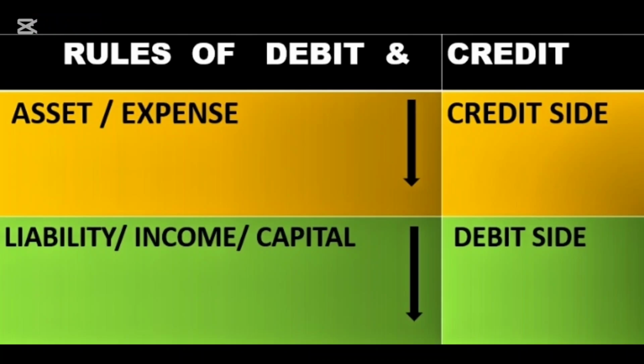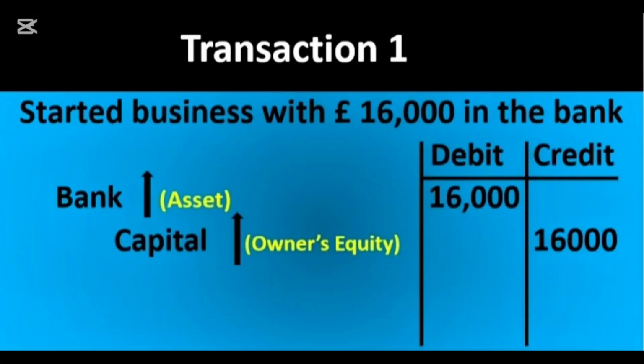You need to learn the accounting rules for debit and credit. Once you learn this well, you will find all your journal entries to be very easy. Alright, let's start the transactions. The first transaction that you see here is: started business with 16,000 in the bank.